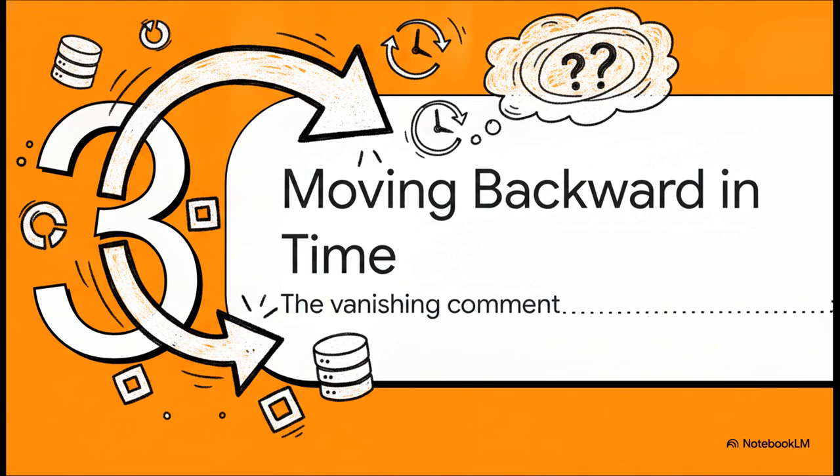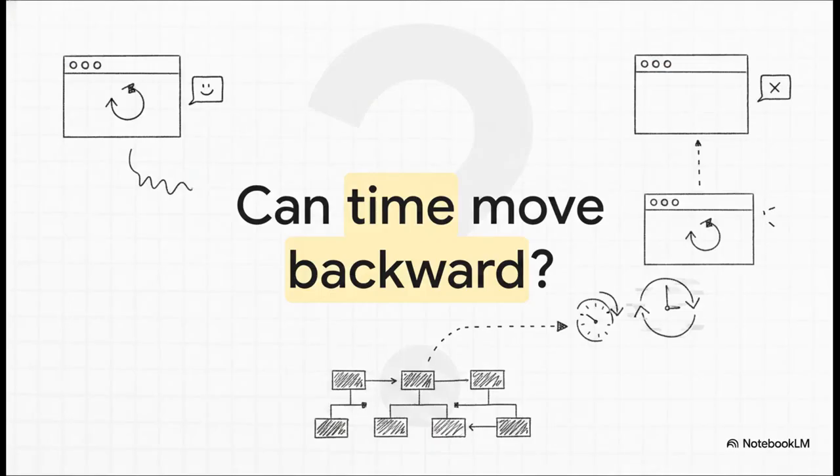Section 3. Moving backward in time. Now picture this scenario, which is arguably even more confusing. You refresh a web page and you see a brand new comment from a friend. Great. A moment later, you swipe down to refresh again just to see if anyone replied, and the comment is completely gone. The data was literally just there, and then it vanished. It feels as if time just moved backward, making you seriously question your own sanity, or making you wonder if your friend suddenly panicked and deleted their message.